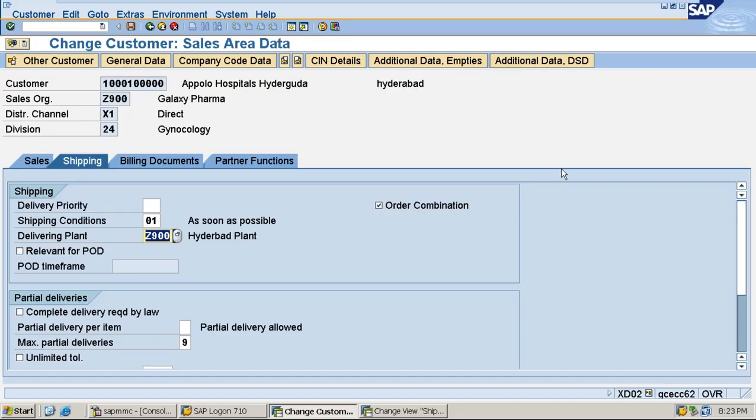If it is activated, you can combine multiple orders and make it a single delivery and send it to the customer. So whether for this customer it is allowed or not, you'd be maintaining that here. The next is relevant for POD. See, POD means it's a proof of delivery. Okay, relevant for POD means proof of delivery.